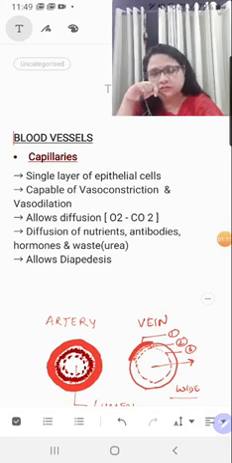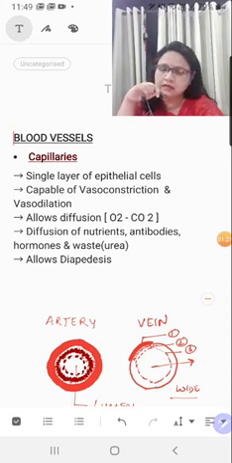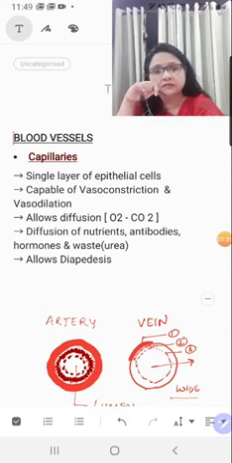The first characteristic feature of a capillary is that it is not very thick. It does not have 3 layers or 2 layers; it is made up of only a single layer of epithelial cells, that too the squamous ones, the flat ones. Right. Second thing is the capillaries are capable of vasoconstriction and vasodilation.